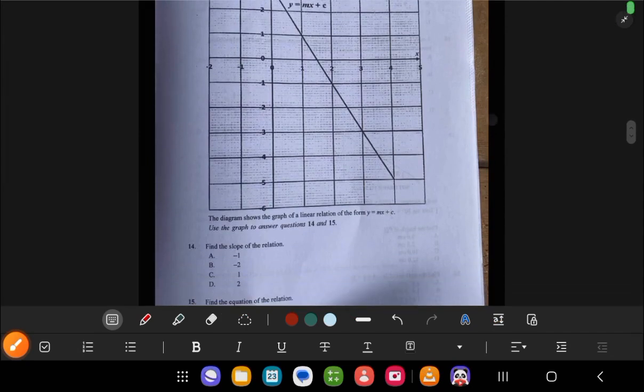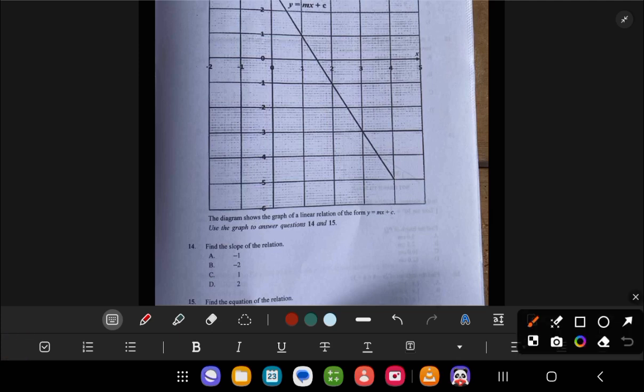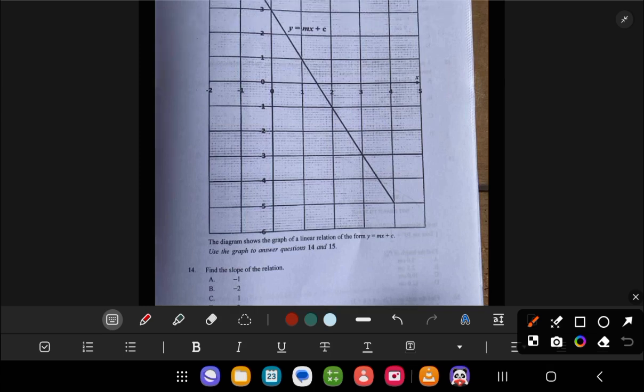Alright, so question 14. We have to find the slope of the relation. So in order to find the slope, we need to look at the graph carefully and then pick our points, the x1, y1 value, the x2, y2 value. So in order to get the slope, we draw a right angle triangle against the line that we have.